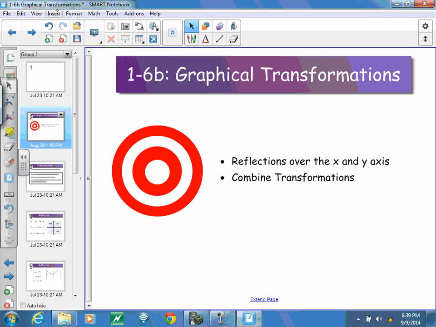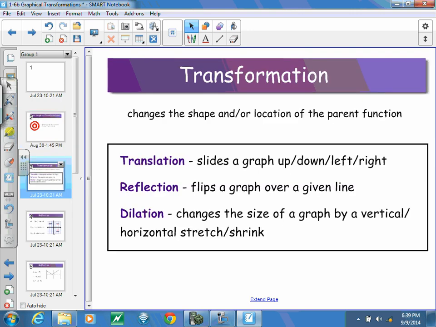All right, so part 2 of section 1.6. We've been talking about transformations, and today we're going to focus on the reflections over the x and y axis. And we're also going to talk about what happens when you do a reflection through the origin. And then we are going to start combining transformations. So we're going to take our translations from section A and combine them with our reflections from this section and do both at once. So just a reminder to you of what transformations are.